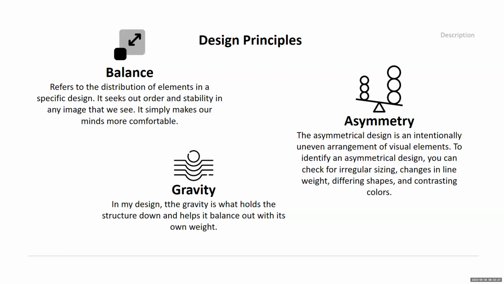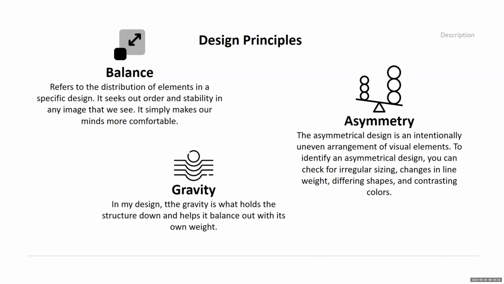For the description, the design principles that I used was balance, which refers to the distribution of elements in a specific design. It seeks out order and stability in any image that we see. It simply makes our minds more comfortable. Then I use gravity. In my design, the gravity is what holds the structure down and helps it balance out with its own weight.